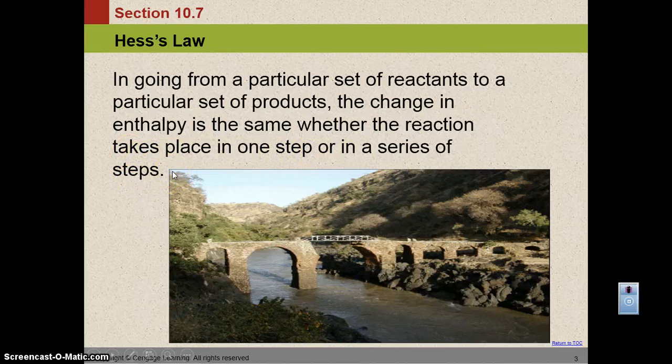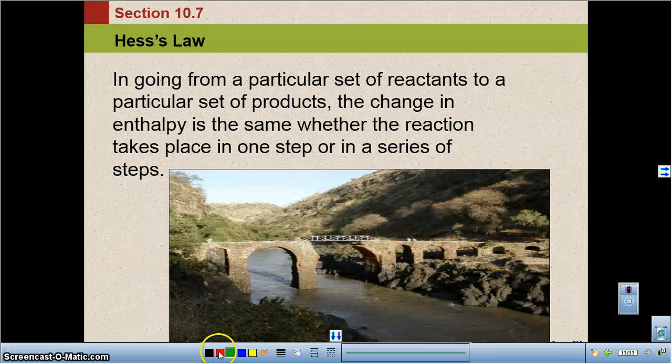So I want to take a look at our bridge situation here. I'm going to pick up the red. What it's basically saying is, let's say that I can walk from point A to point B to this bridge. And from point B to point C, I can walk. And from point C to point D, I can walk. What I want to know is the amount of energy it's going to take me to walk from point A all the way across to point D.